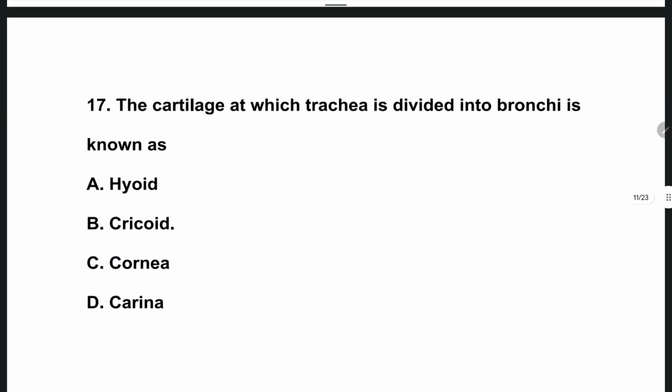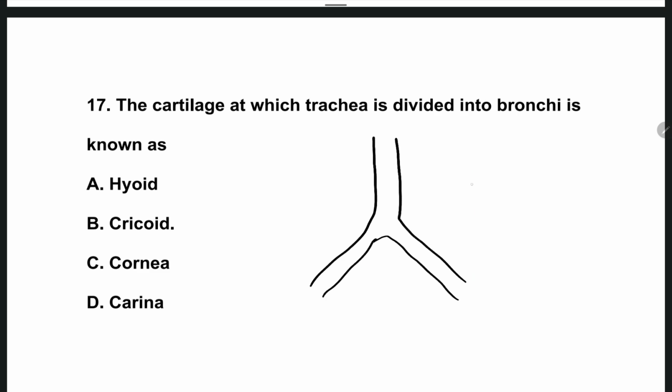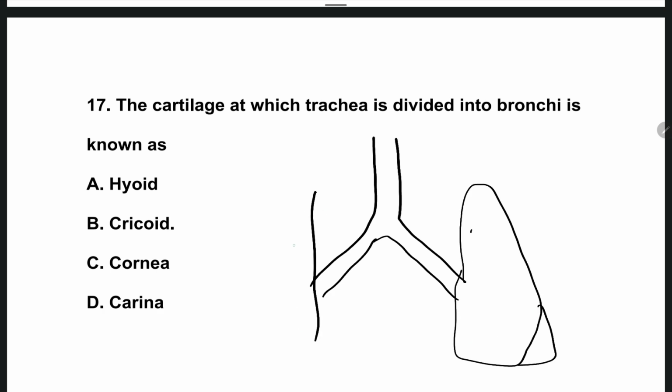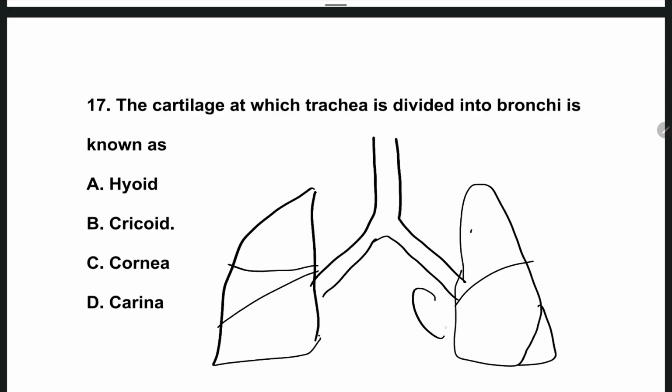So the next one is, the cartilage at which the trachea is divided into bronchi is known as. So we have the trachea here, and these are the lungs, and here we have the right lung. The right lung consists of three lobes, the left lung consists of two lobes because the heart is located here. We have C-shaped rings over the trachea.